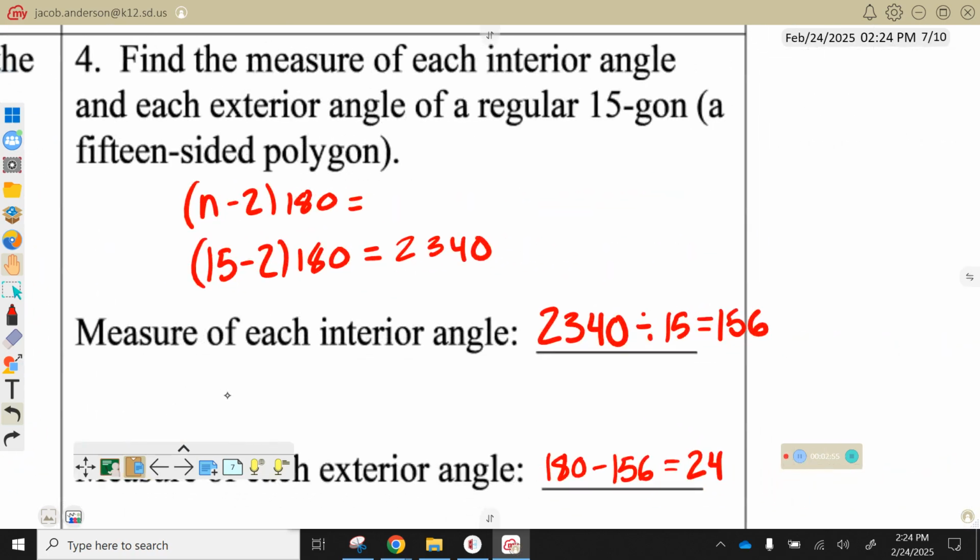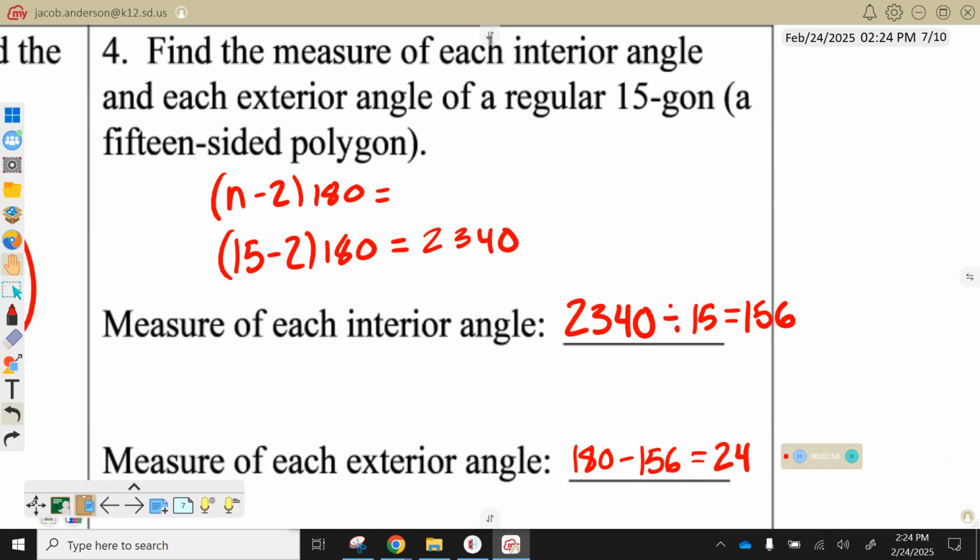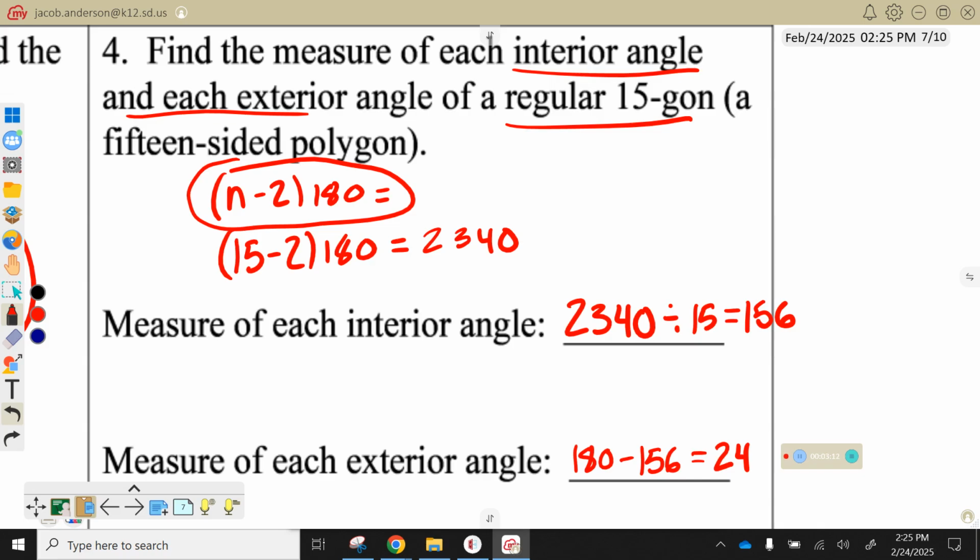Number 4. Says find the measure of each interior angle and each exterior angle as well of a regular 15-gon, a 15-sided polygon. So interior angles, like we've already stated a couple times, interior angles would be this formula. So if I plugged in 15 to that, I got 2,340. Each exterior angle, that's pretty simple. You can just do your 180 minus your 156 that we got from this one. I just divided by 15 there. But you can use that 156 to figure out your exterior angles are all 24.